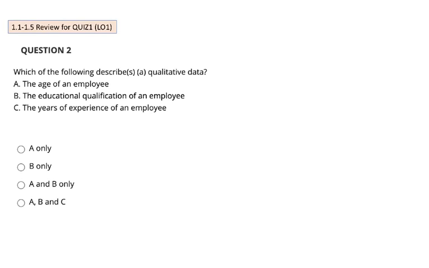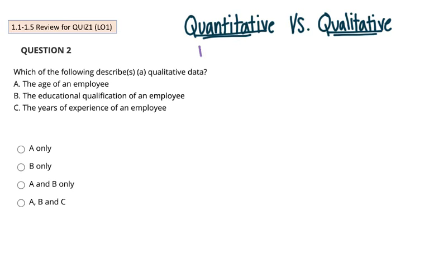Okay, the next question is asking about qualitative data. So actually, let me first go into the vocab of the difference between quantitative and qualitative data. Okay, quantitative data has to do with numbers. The answer will be a number. And qualitative data is words. Now, the question is asking us about qualitative data. So we want the answers to be words.